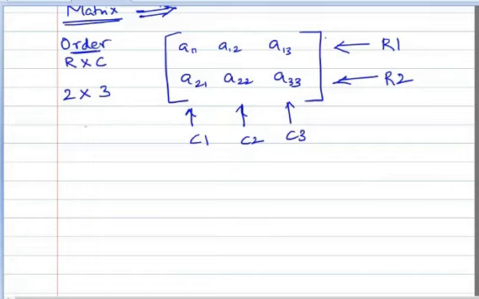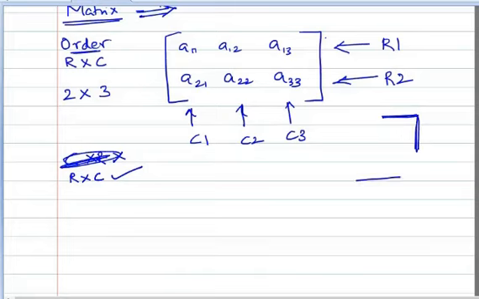Many of you would have confusion whether to write column into row or row into column. So column cross row is wrong. Row cross column, this is the correct one. So you memorize this. First you have to go in row side and then you have to come in column side. So this is row and this is column. So number of rows into number of columns, that is the order of a matrix.